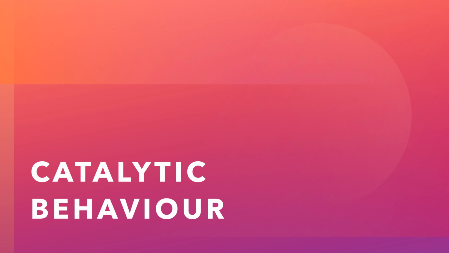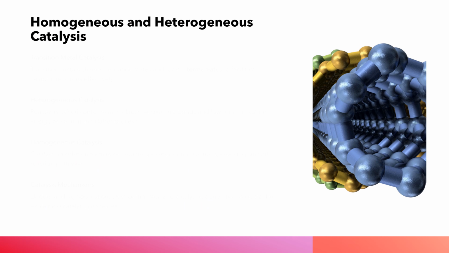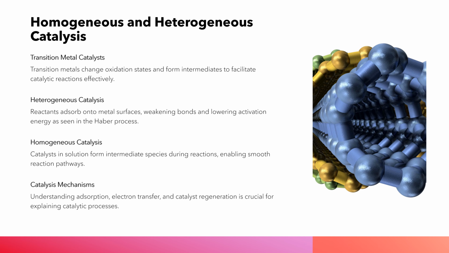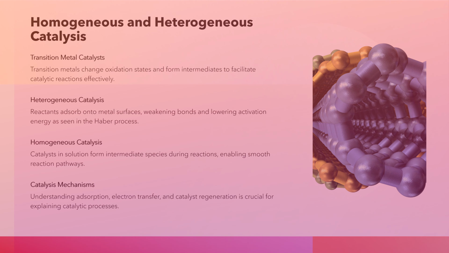Homogeneous and heterogeneous catalysis. Transition metals and their compounds are used as catalysts due to their ability to change oxidation state and form intermediate complexes with reactants. In heterogeneous catalysis, such as the use of iron in the Haber process, reactants adsorb onto the metal surface, weakening bonds and lowering activation energy. In homogeneous catalysis, such as the use of cobalt complexes in solution, intermediate species form during the reaction pathway.